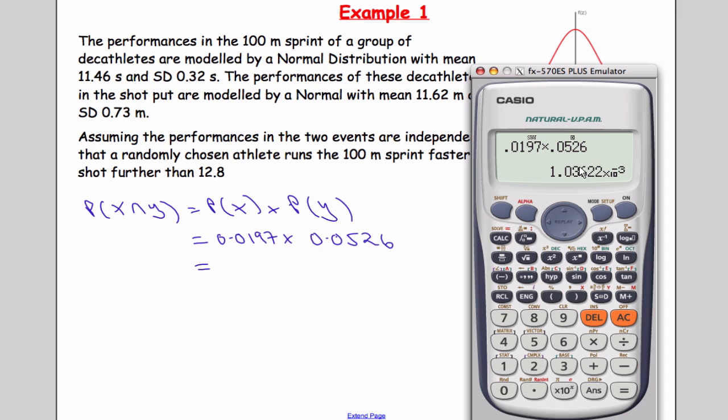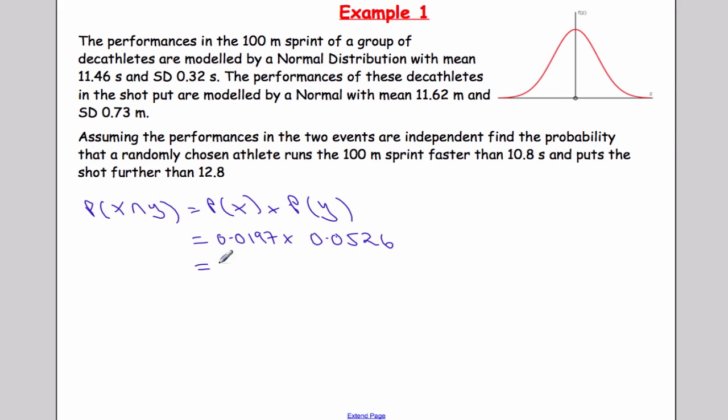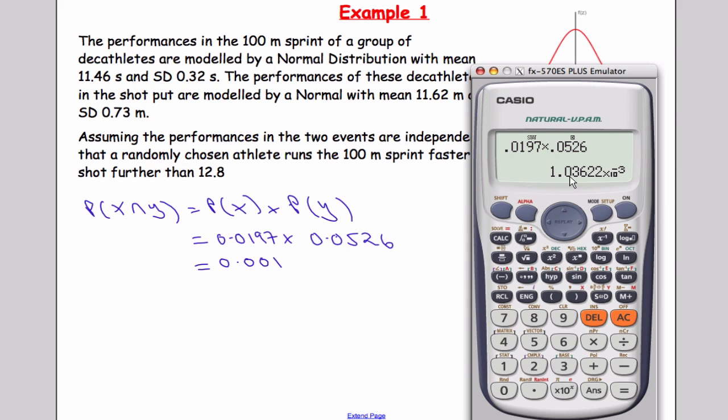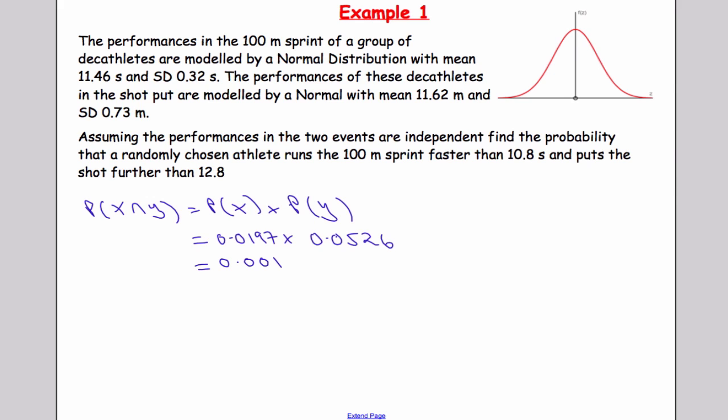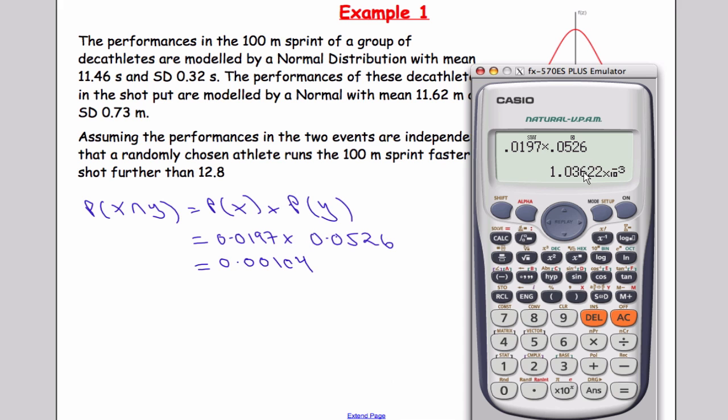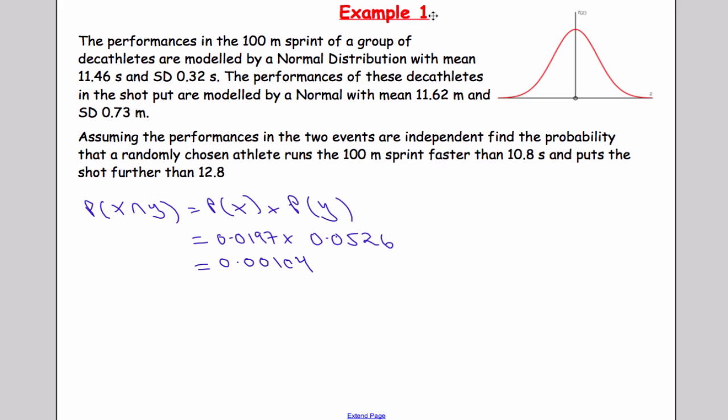0.0197 by 0.0526 gives me 0.001 to 3 significant figures. I could put the rest of it on there, 0.00103622, but to 3 significant figures it's 0.00104. And that's the 3 significant figures. Excellent. Okay, let's go on to the next question.